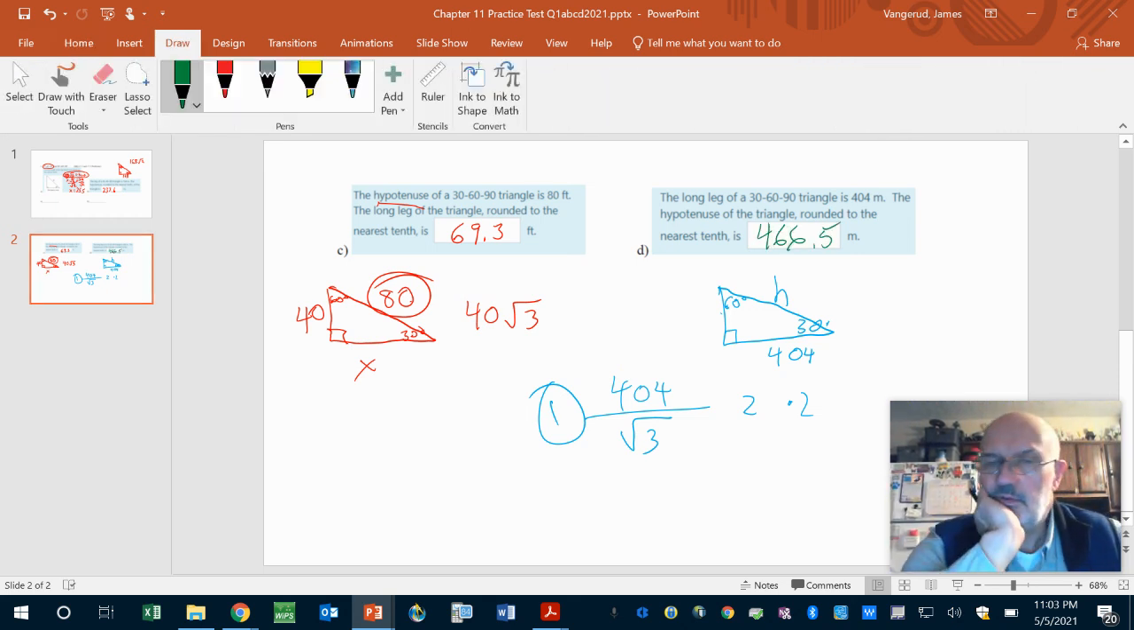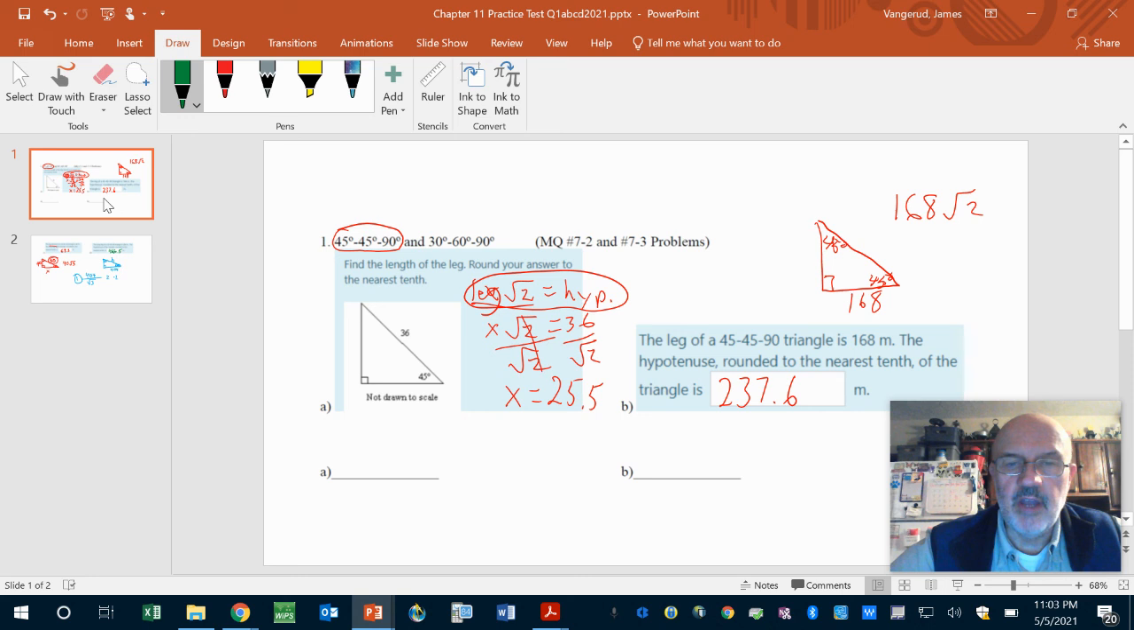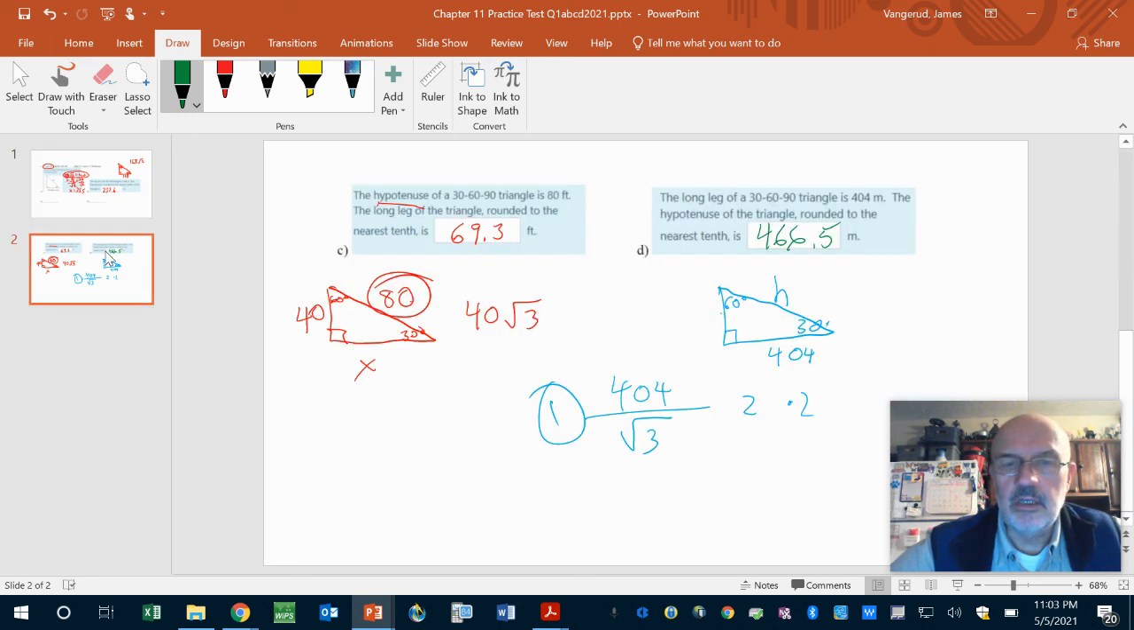And there you go. That's problem number 1, the 45, 45, 90 degree right triangles and the 30, 60, 90 degree right triangle. That's how you do it.